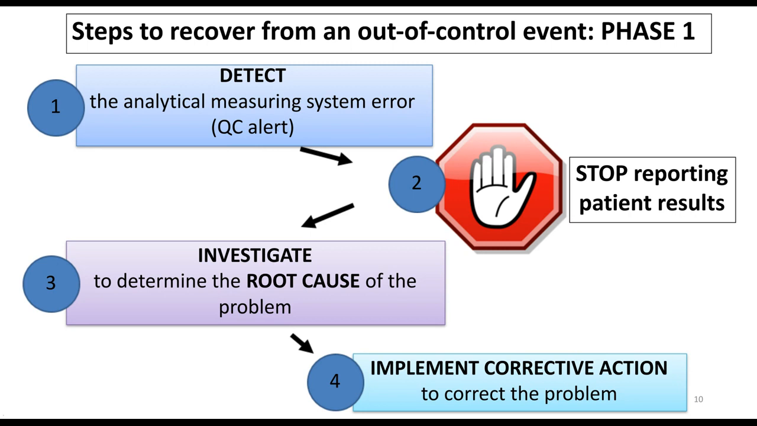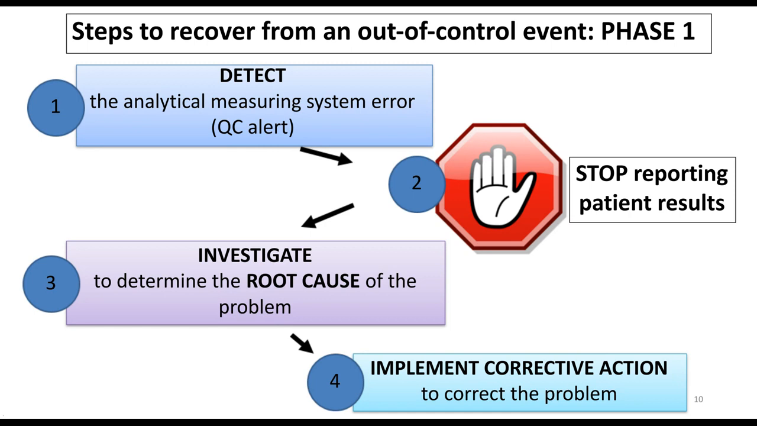The next step is to perform an investigation to determine the root cause of the problem. The root cause is the actual reason for the presence of the analytical measuring system error. Oftentimes, a problem is initially identified, but it's actually not the root cause. For example, QC may fail due to a calibration drift, but that's not the real problem. It's only signaling an underlying problem.